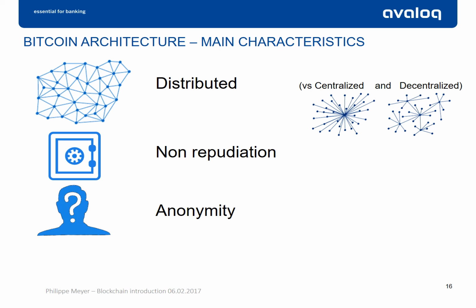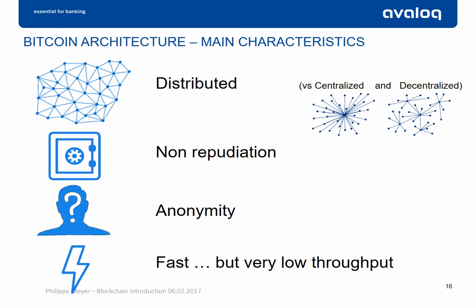The transaction size varies from 0.2K to 1 kilobyte, and we currently see an average of 2,000 transactions per block. The throughput is therefore very limited. Currently only 7 transactions per second, which is far too less to substitute the Bitcoin network to current networks like Visa or MasterCard, which supports something like 50,000 transactions per second.